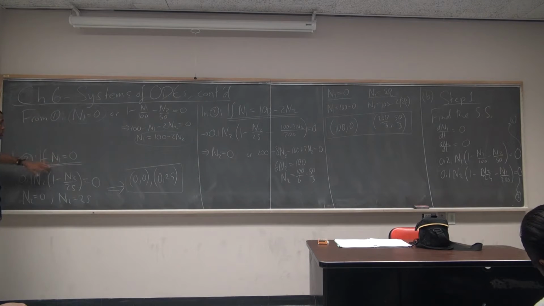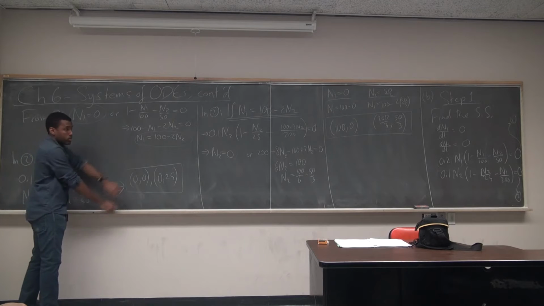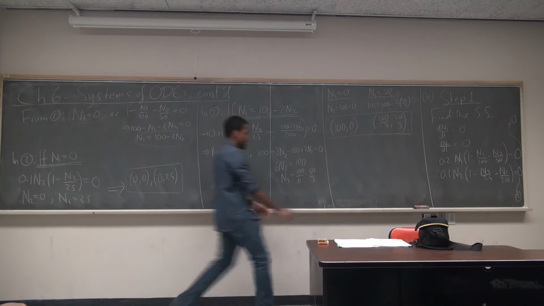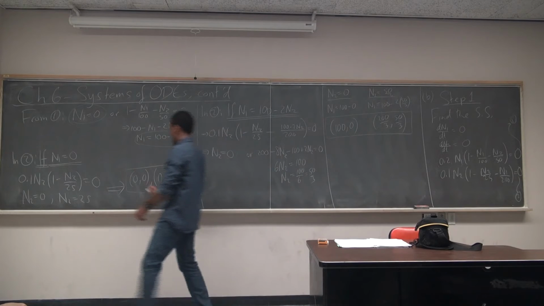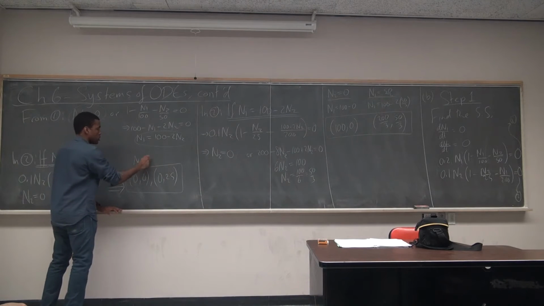So I pretend n1 is 0, and what does that mean? If I plug that into the second equation, I get this, and I can solve for n2 from here. So when my n1 is 0, my n2 would be either 0 or 25, and so I get these two points. Because my n1 is kind of like my x, I'm writing n1 comma n2.